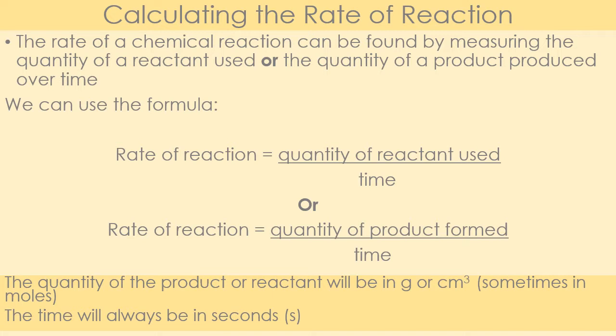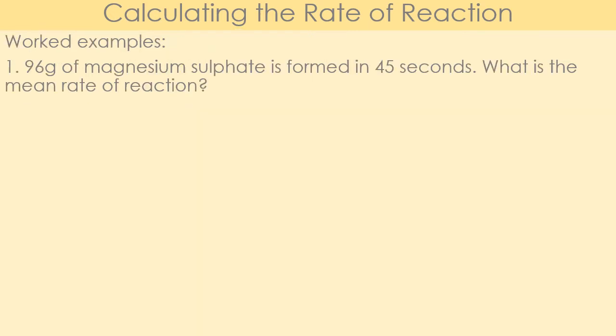Now, very occasionally, they may give it to you in moles. And our time will always be in seconds. So we need to make sure we've always got it in grams or centimeters cubed for our quantity, and our time is in seconds. So let's have a look at a worked example. This one here, we've got 96 grams of magnesium sulfate is formed in 45 seconds. What is the rate, the mean rate of reaction?